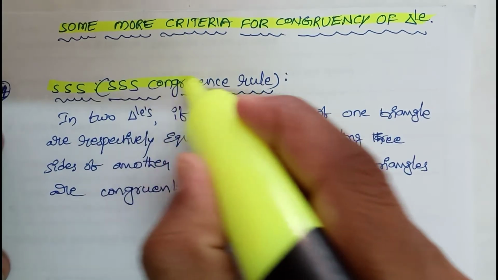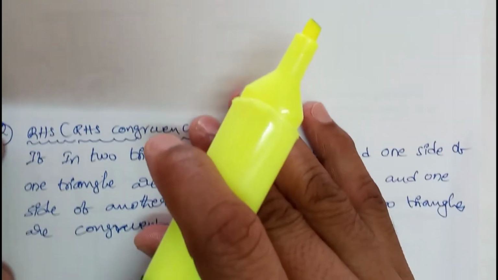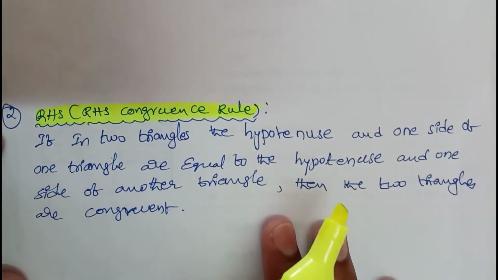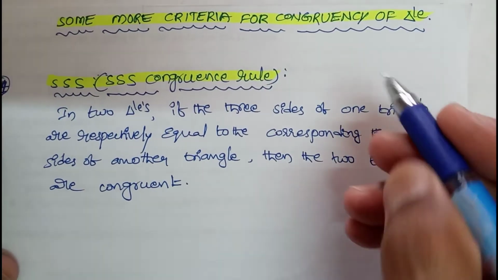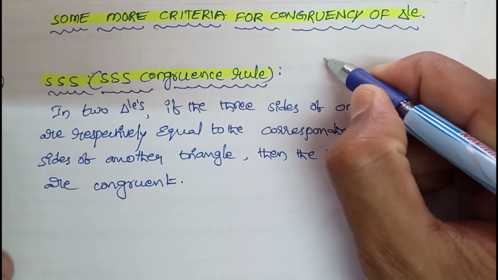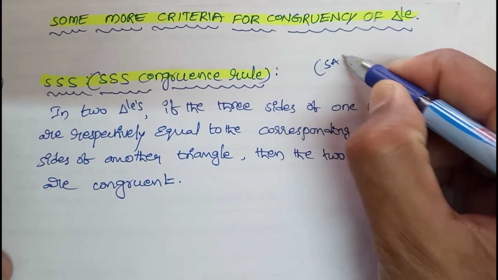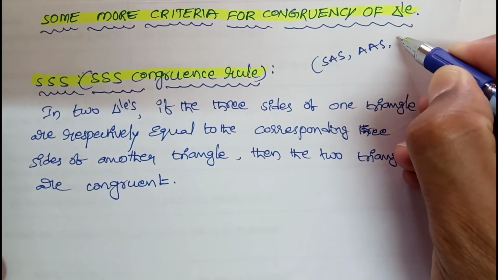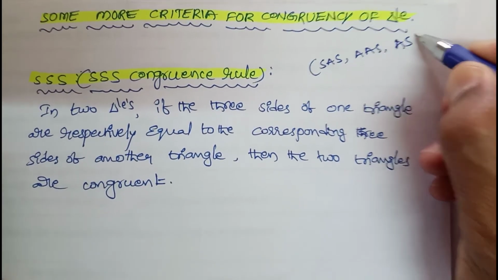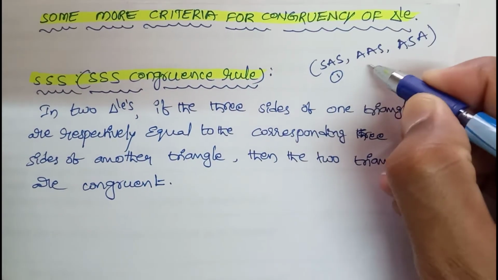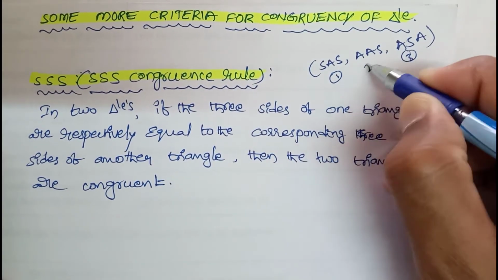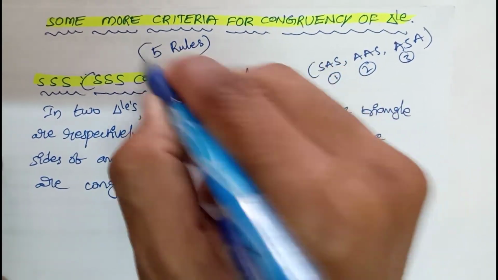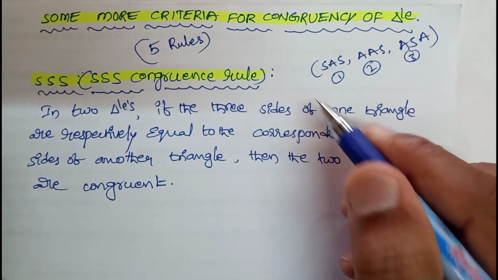First one is SSS. Second one is RHS. Three criteria we already learned: side angle side, angle side angle, and angle side angle. Total 5 rules are there for criteria for congruency.